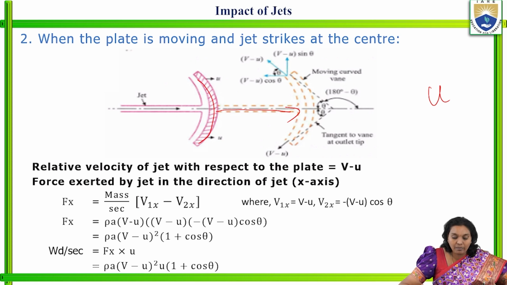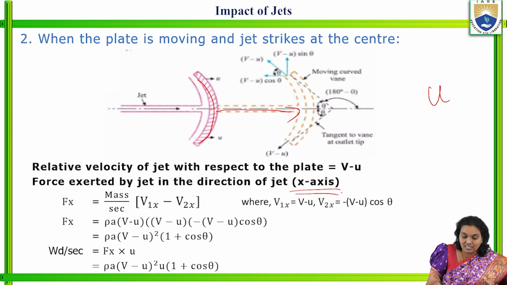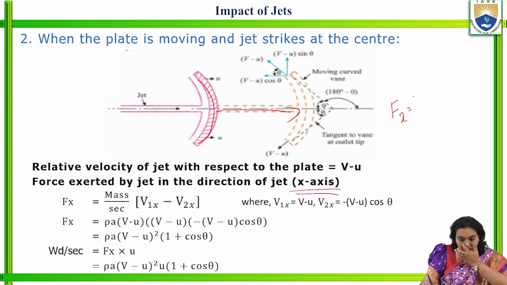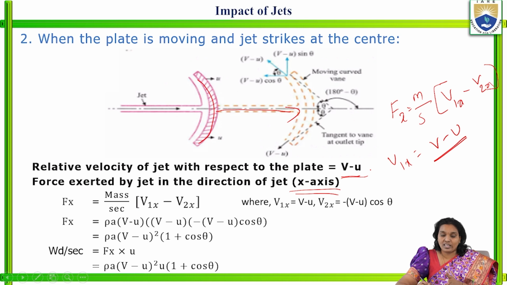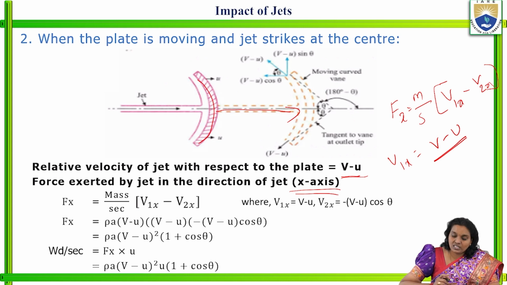So now the force exerted by the jet in the direction of the x-axis. The formula is the same: F of x is equal to mass per second times (v1x minus v2x). Here v1x is equal to v minus u. Why? Because this is the relative velocity of the jet with respect to the plate when the plate is moving and the jet strikes at the center.